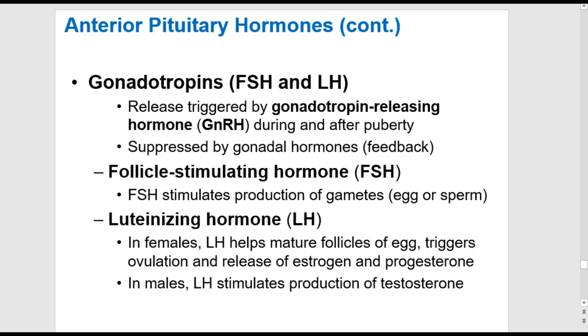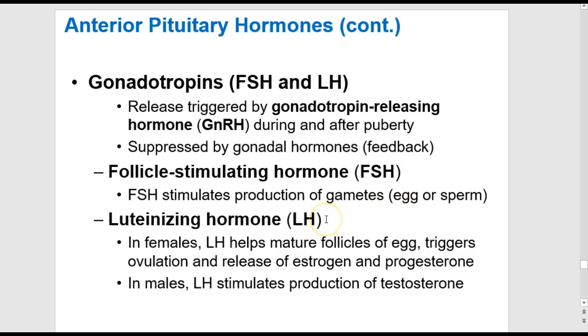So now we'll look at two gonadotropins. The gonads are the testes in the male and the ovaries in the female. And again, we're looking at a tropic hormone, one that stimulates other glands or other organs to do something. So here, FSH stimulates the production and maturation of the follicle. Right, so the follicle for a female is the ovum or egg. In the male, that is the sperm.